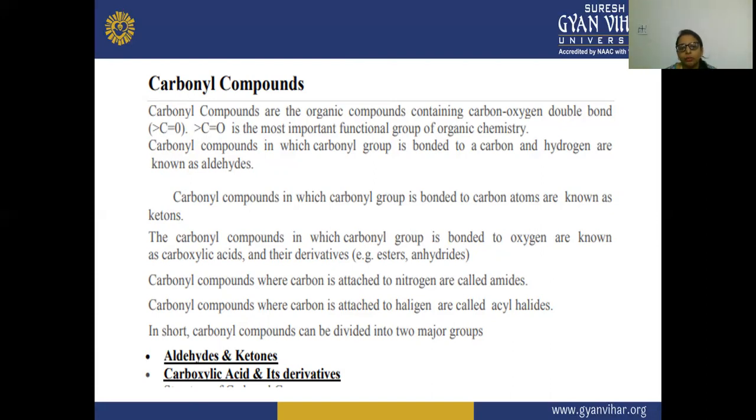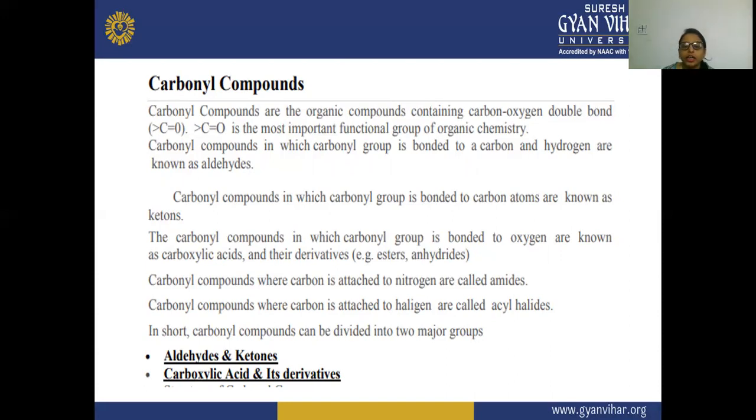These are your aldehyde, ketone, carboxylic acid and its derivatives, that is esters and anhydrides, and amides and acyl halides. In short, carbonyl compounds can be divided into two major groups: first, aldehydes and ketones; secondly, carboxylic acids and their derivatives. So carbonyl compounds are organic compounds containing a carbon and oxygen double bond between them.